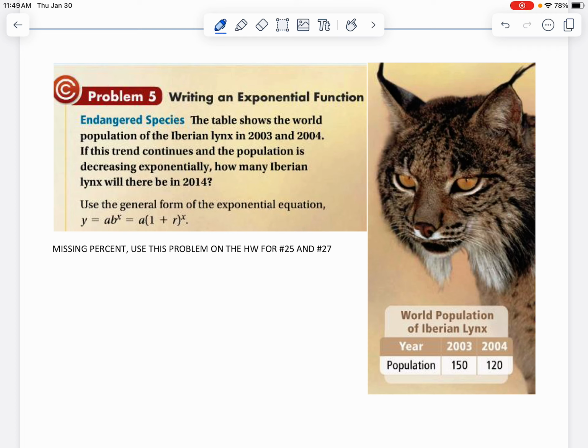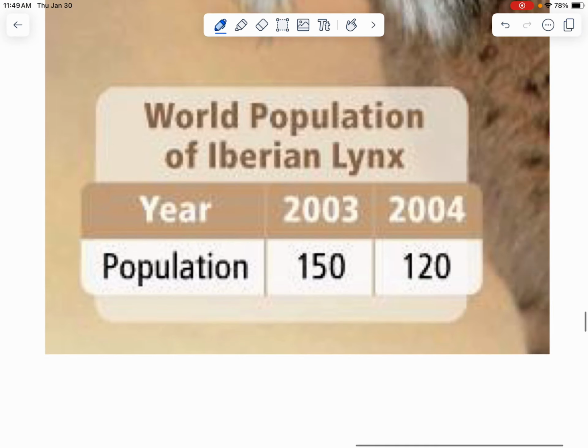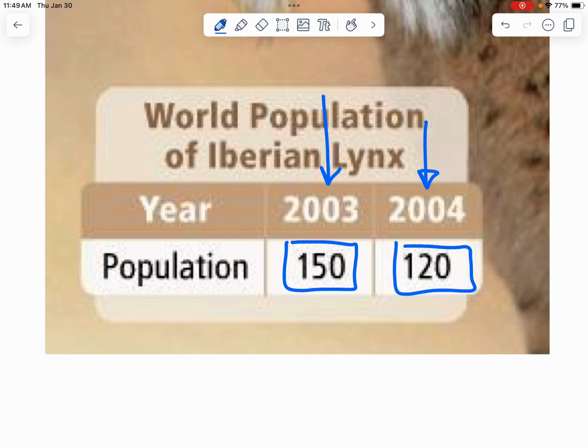Endangered species. The table shows the world population for Iberian lynx in 2003 and 2004. If this trend continues and the population is decreasing exponentially, how many Iberian lynx will there be in 2014? So we have the first year that it was measured. In 2003, we have 150 of those Iberian lynx. And then in the next year, 1 year right after, only 120.